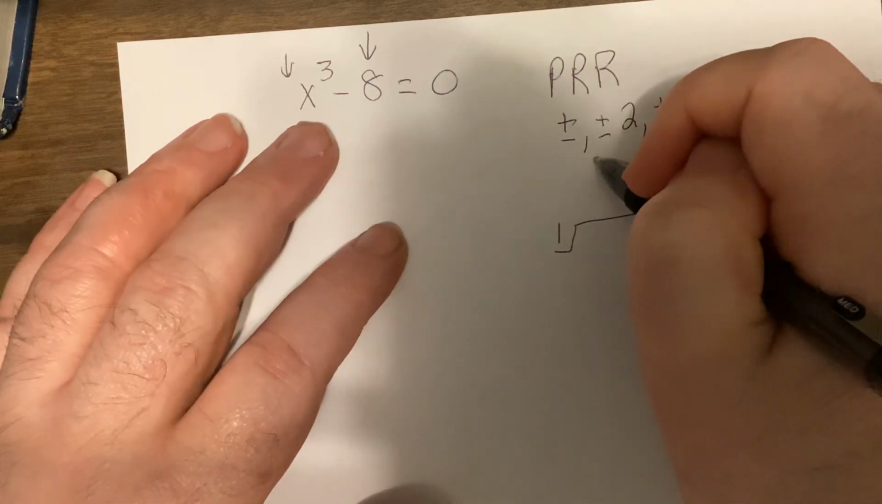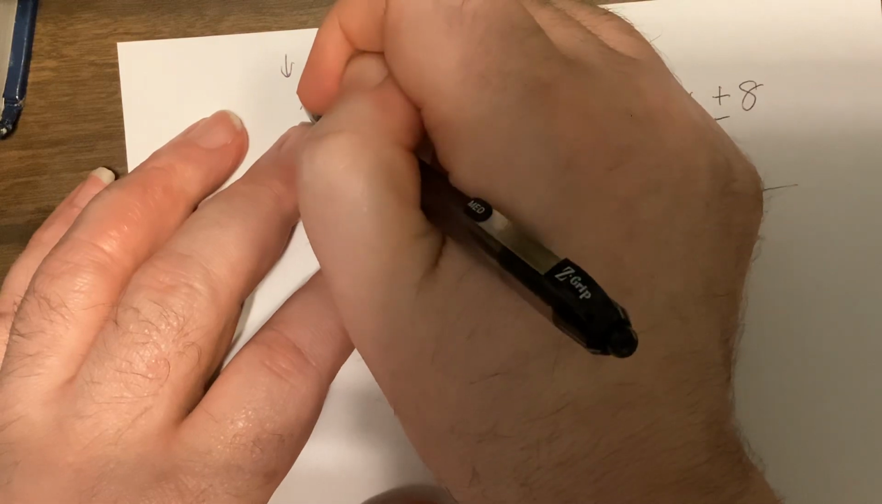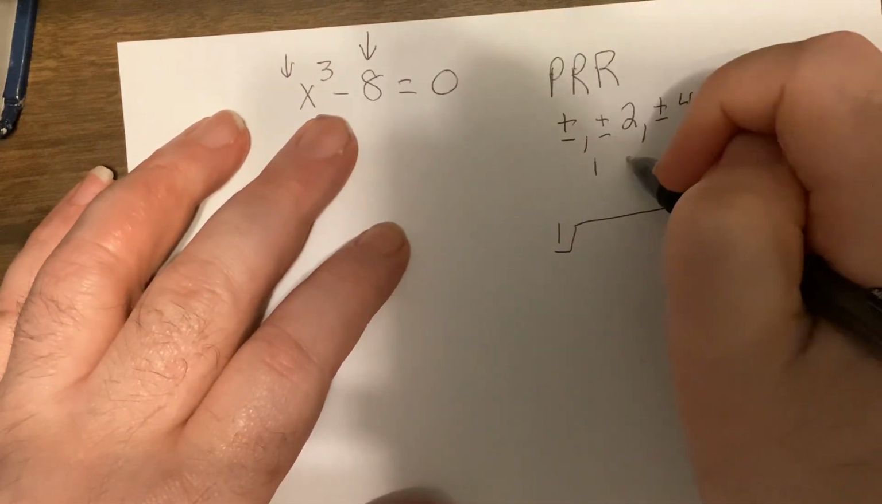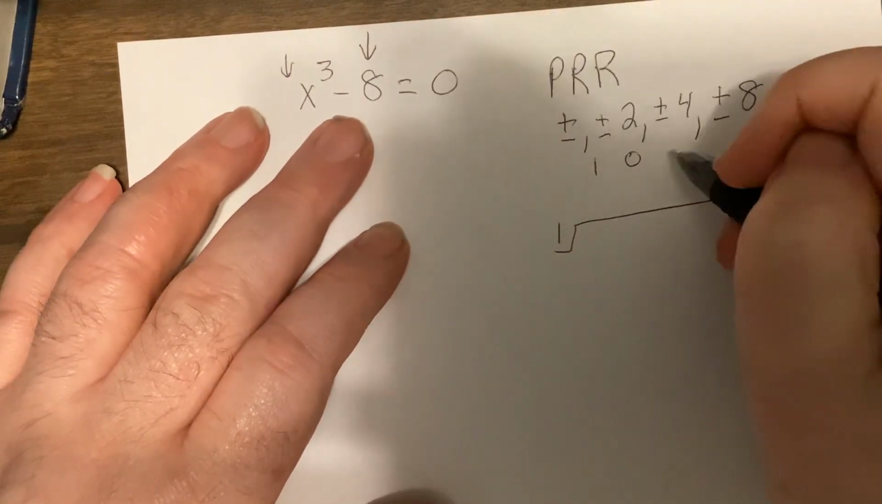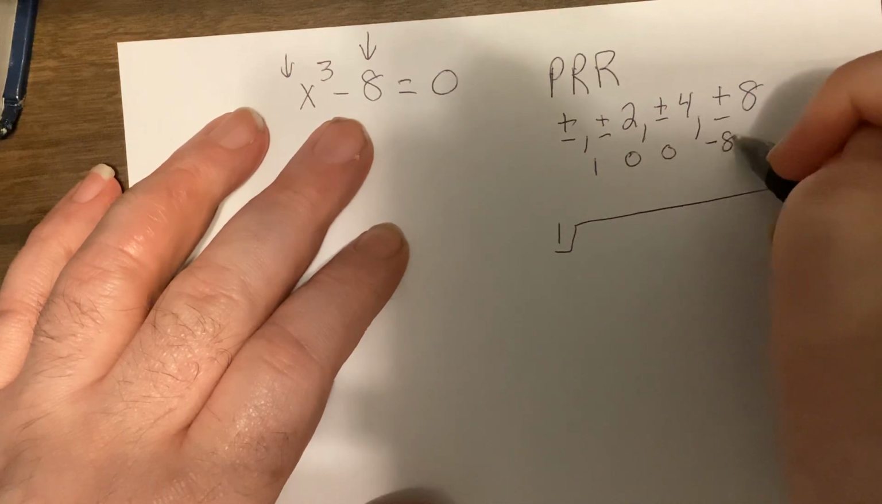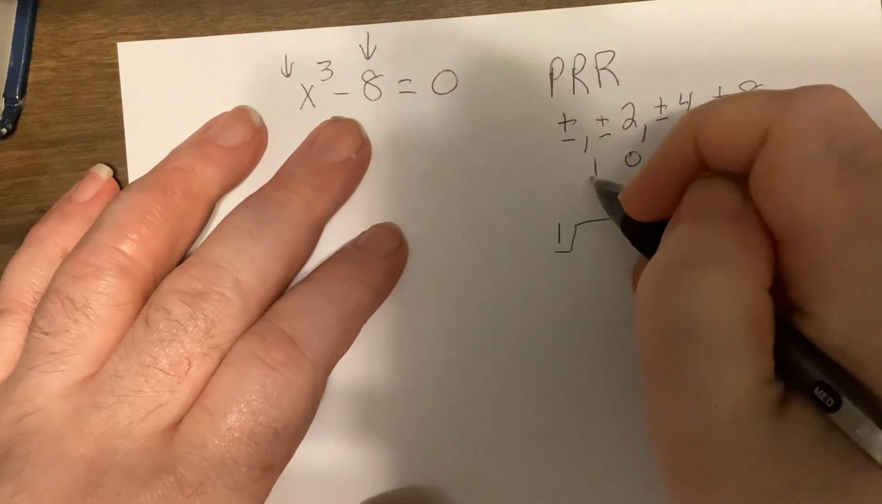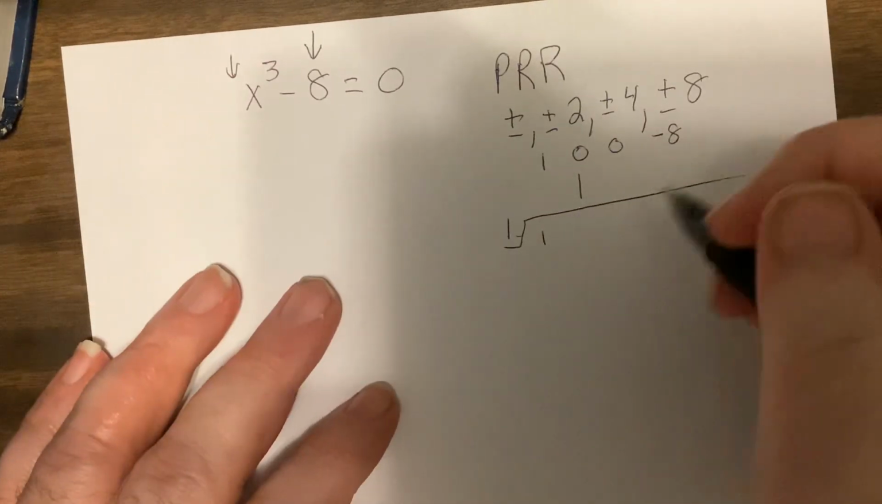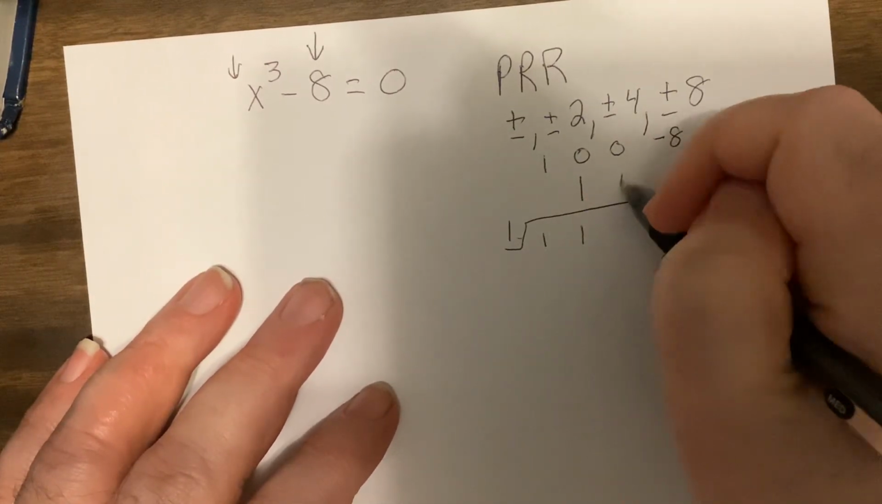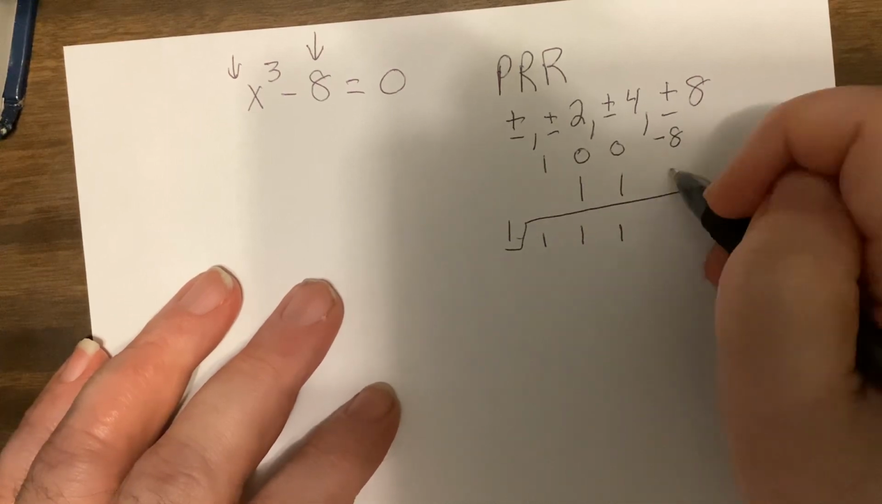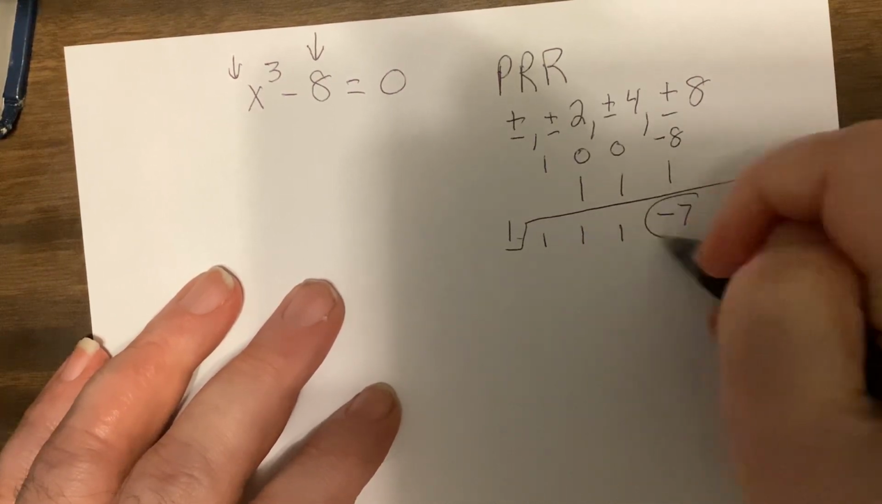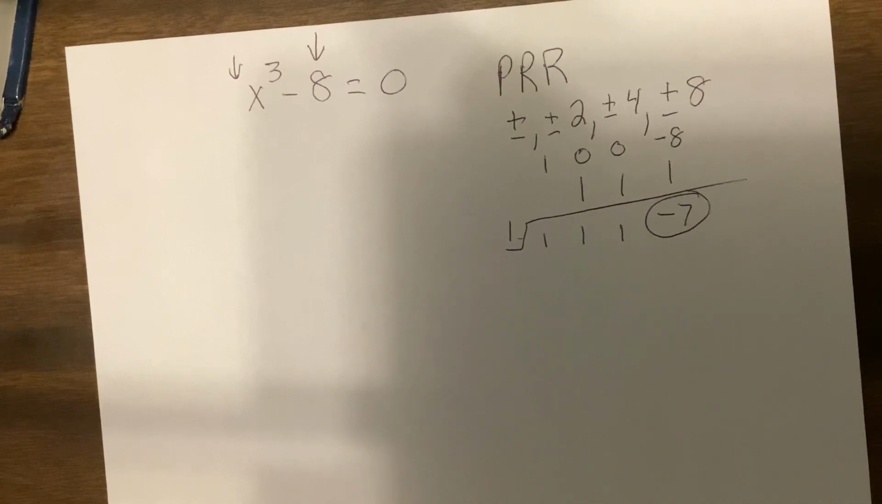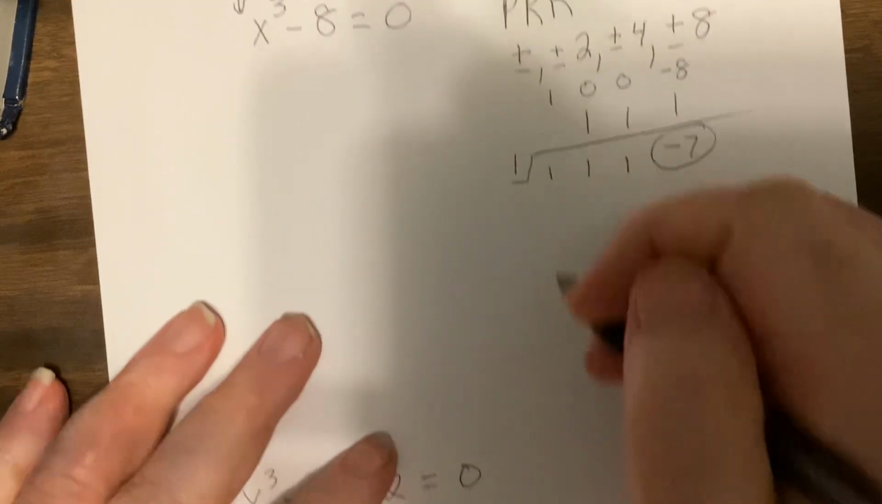So it'd be 1 here for this coefficient, missing x squared, missing x, put in the minus 8 for the constant. Bring down, multiply, add. Oh, shoot. The remainder's not 0. I have to try another number. So I know that 1 does not work.